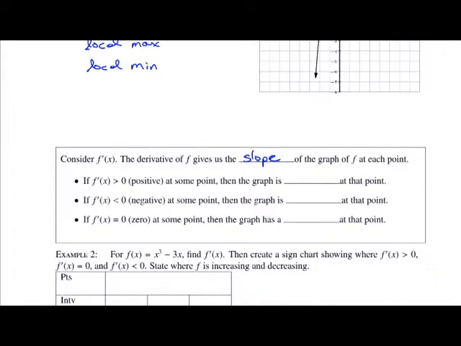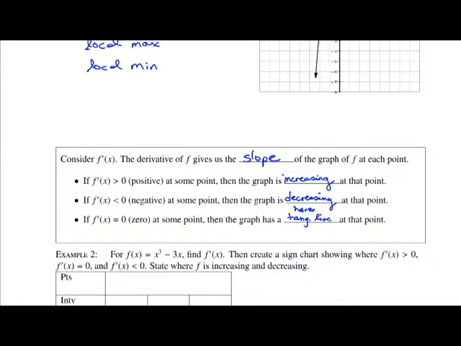Now, what do we know here? If f prime is greater than 0, that is, if it is positive at some point, then the graph is doing what at that point? It is increasing. If f prime is negative at some point, then the graph is decreasing. And if f prime is equal to 0 at some point, then the graph has a horizontal tangent line at that point.